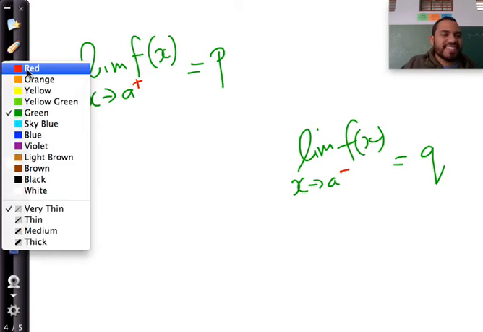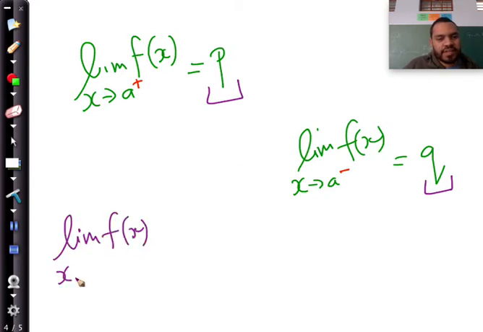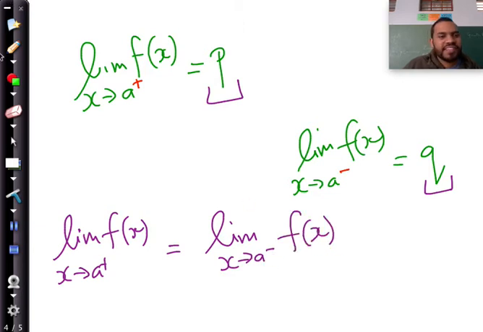Now I'm going to tell you something else. A limit exists for the function if p and q are the same. If p and q are the same, it means that the limit of f of x as x approaches some value from the positive side must be equal to the limit as x approaches a from the negative side. If the partial limits, the right hand side and the left hand side, are equivalent, then we say that the limit exists.